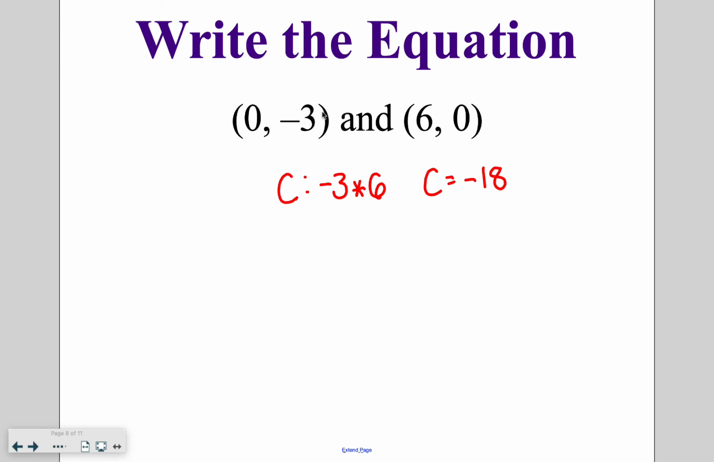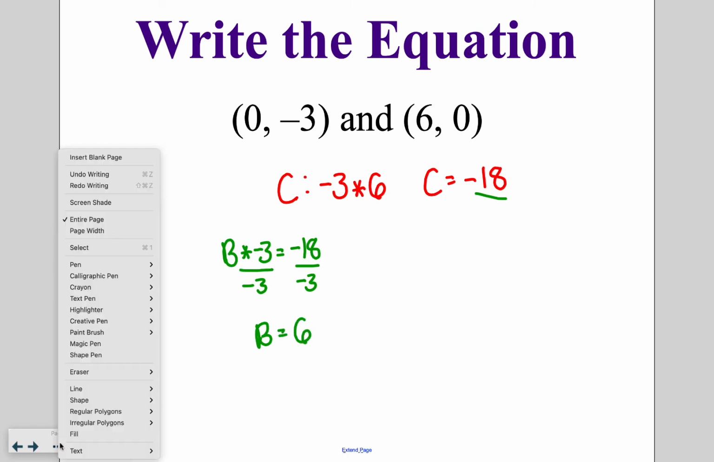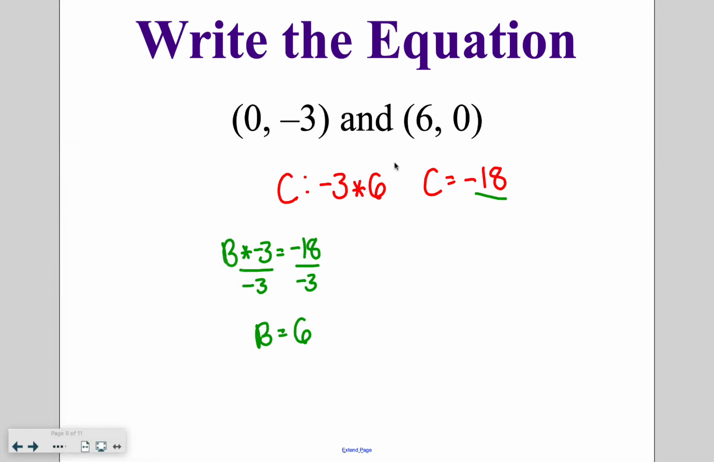Now, we need to go through and solve for our a and for our b values. So right here, we are given a y value. B is connected to y, so b times -3 is equal to our answer we just figured out, which was -18. So when you divide by -3 on both sides, you find out that your b value is 6. Then we have to figure out our a value. So our x was 6, so I have a times 6 is equal to -18. So when I divide by 6 and divide by 6, I get a is equal to -3.